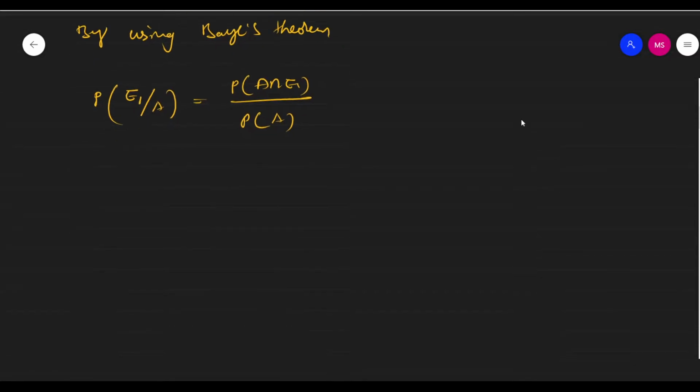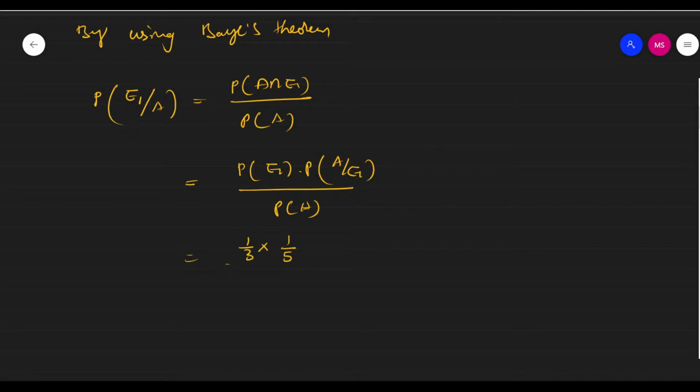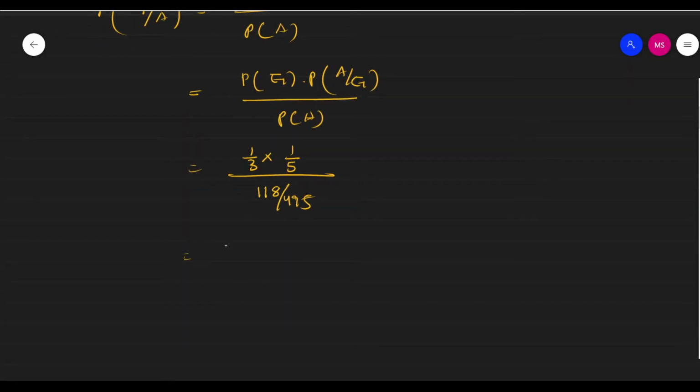So now P of A given E1: P of E1 into P of A given E1 by P of A. Simple. So P of E1 is 1 by 3, into P of A given E1, which is 1 by 5, divided by the P of A value, 118 by 495. On multiplication, the final answer is 33 divided by 118. First answer.